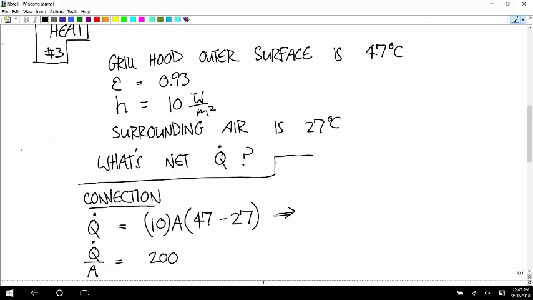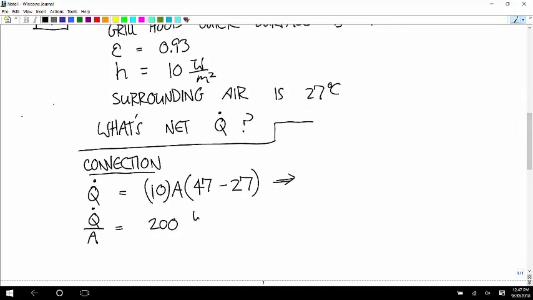And then you have to think about, okay, and this is in watts per meter squared. Now you have to think about the sign. The grill hood is losing energy, right? Losing energy through convection to the surroundings. So think of this as heat lost by the grill hood.